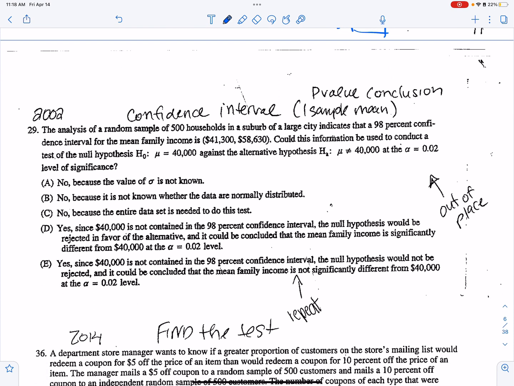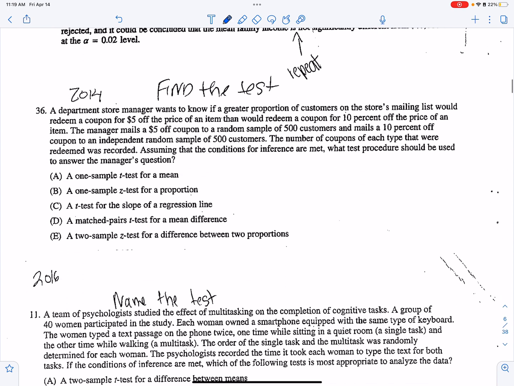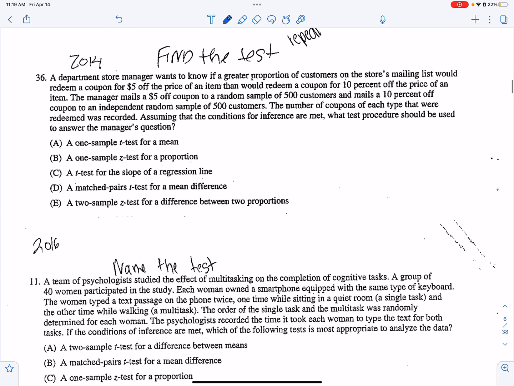All right, it looks like I missed a p-value conclusion. I'm putting back there. So let's jump back to our p-value conclusion here. And, oh, actually, no, we already did this one. So let's skip that one. All right, for number 36, I'm here. We're going to now still continue to find the test.